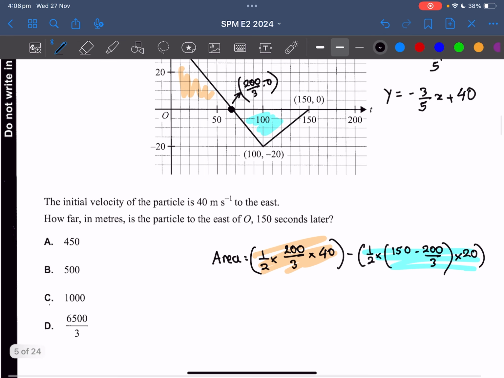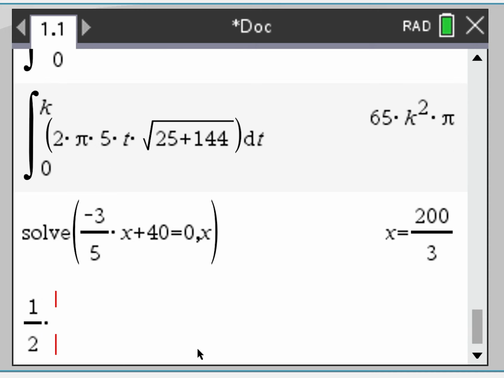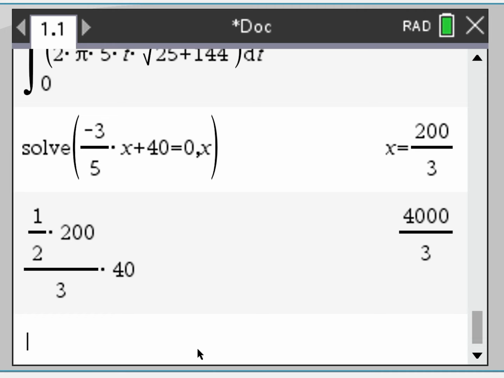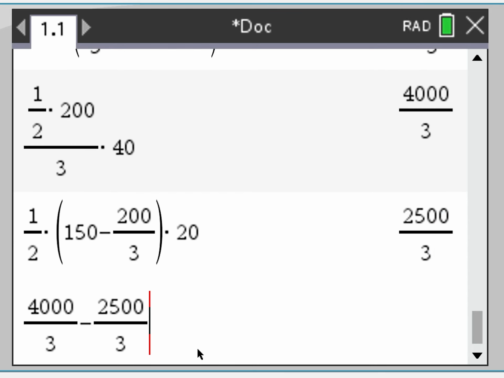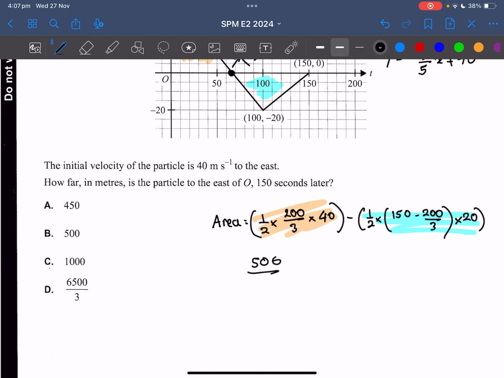Okay, so let us calculate this on our CAS. So it is a half times 200 on 3 times 40. Okay, and then we have a half times 150 take away 200 on 3, and then times the whole thing by 20. So that take away that is 500. So our area is going to be 500, and that is option B. Okay, hopefully this makes sense.